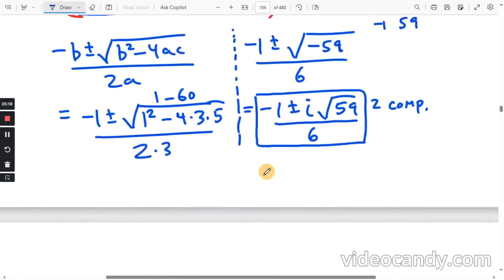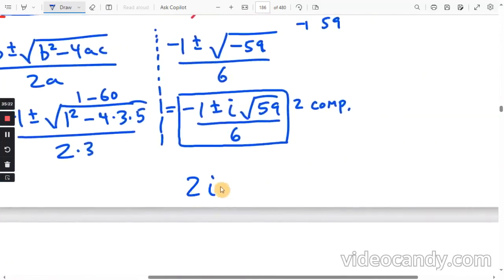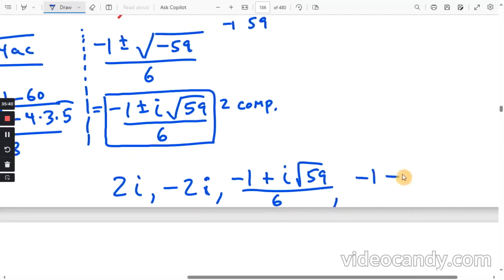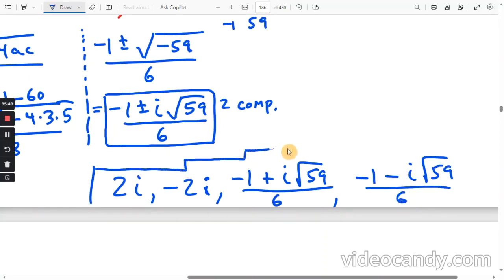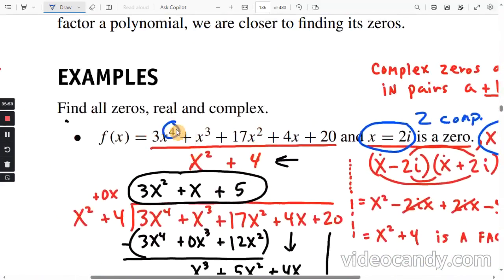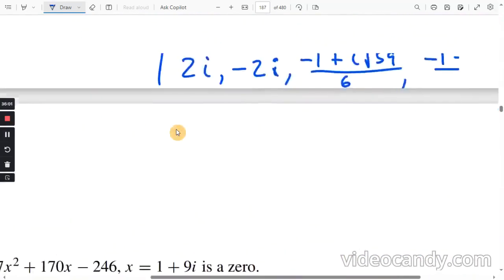If I were to write them out, it would be 2i, negative 2i, and it would be negative 1 plus i radical 59 over 6. And of course, negative 1 minus i radical 59 over 6. So those would be all of your zeros. Four zeros. And what was the highest exponent? 4. So the fundamental theorem of algebra works.